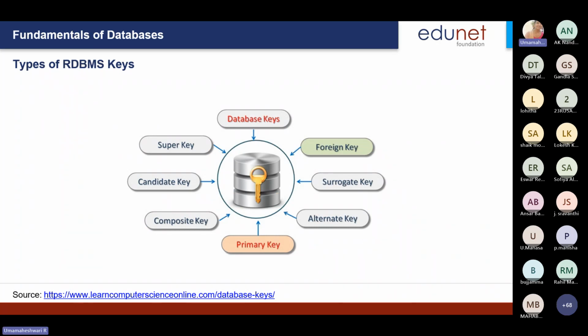And what are the types of RDBMS keys? You may know the different types of RDBMS keys, but you may not be aware of what exactly they are, right? So what is a super key? Any guesses? A super key is a group of single or multiple keys which identifies rows in a table. Okay, your super key may have an additional attribute that is not needed for unique identification. So that is called a super key.